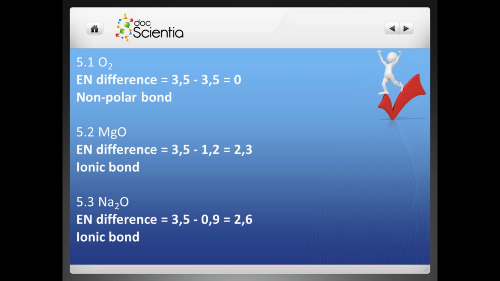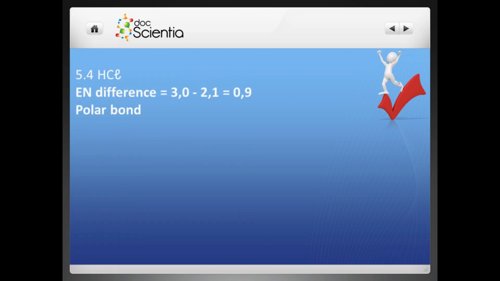The second one, MgO, the difference in electronegativity is 3.5 minus 1.2, which is 2.3. That would make it an ionic bond. The third one, the difference in electronegativity is 3.5 minus 0.9, which is 2.6, which also makes it an ionic bond. And the last one, 3.0 minus 2.1 is 0.9, which is a polar covalent bond.